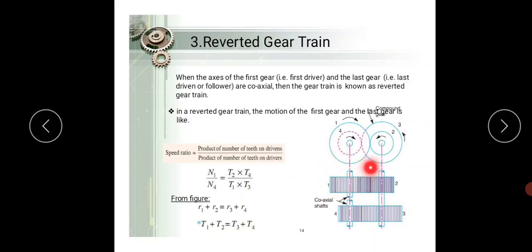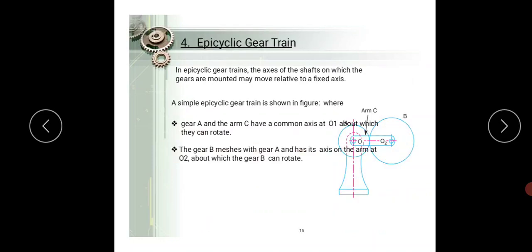This is the coaxial. Here this is the input gear, this is the output gear, but both are coaxial. This is known as the compound gear train.